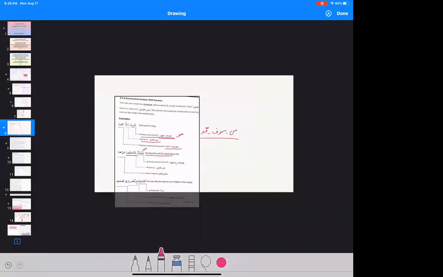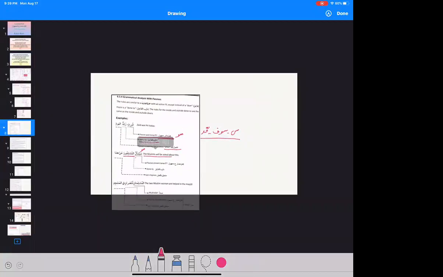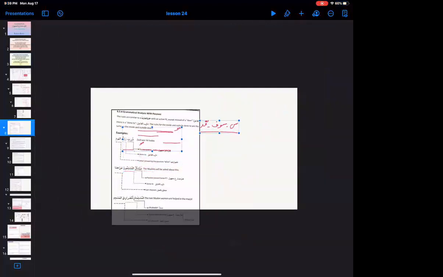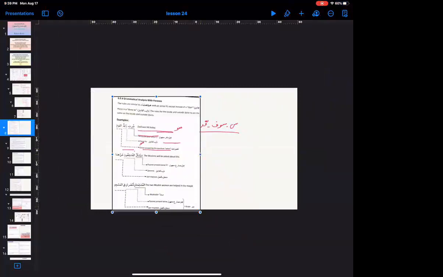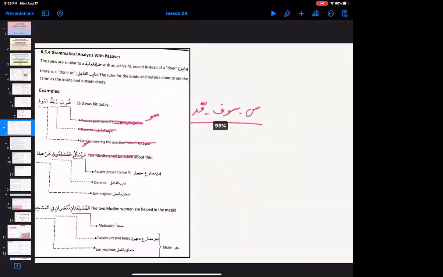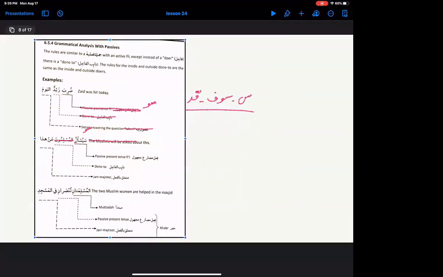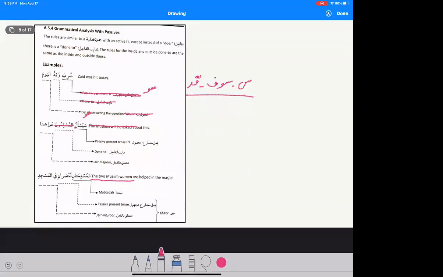So you are going to label them like that. Okay, next last example. Al-muslimatani tunsarani fil masjidi. So al-muslimatani, the two Muslim women. Muslimatani, so this tani is telling me that these are female, and ani is telling me that they are two. So the two Muslim women, tunsarani, so same matching fail is coming with them. Al-muslimatani tunsarani fil masjidi: the two Muslim women are helped in the masjid.